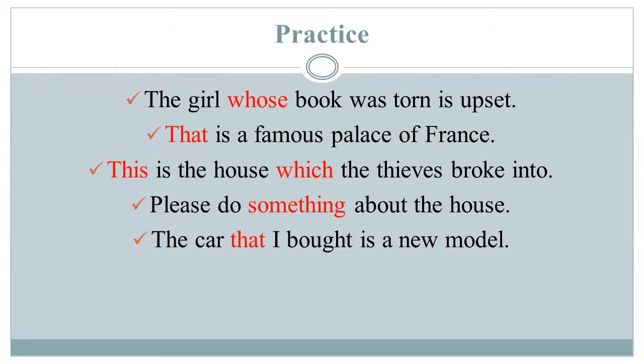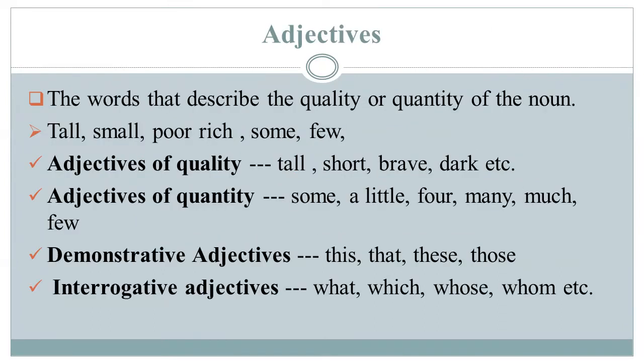Please do something about the house. Do something, but we are not sure what to do. So this something is indefinite pronoun. The car that I bought is a new model. So the car and I, that is a relative pronoun that shows the relation between the car and I.